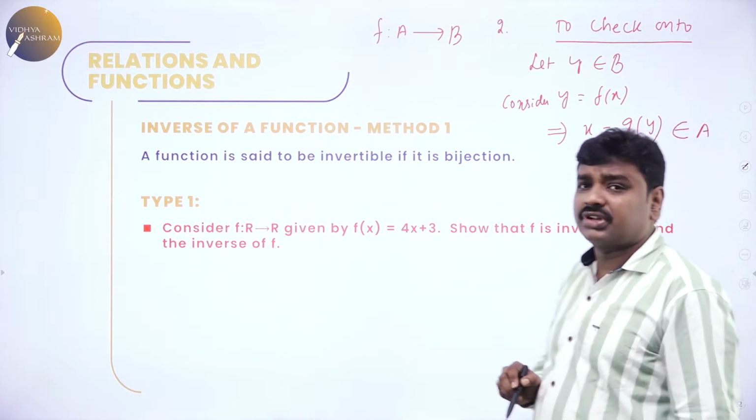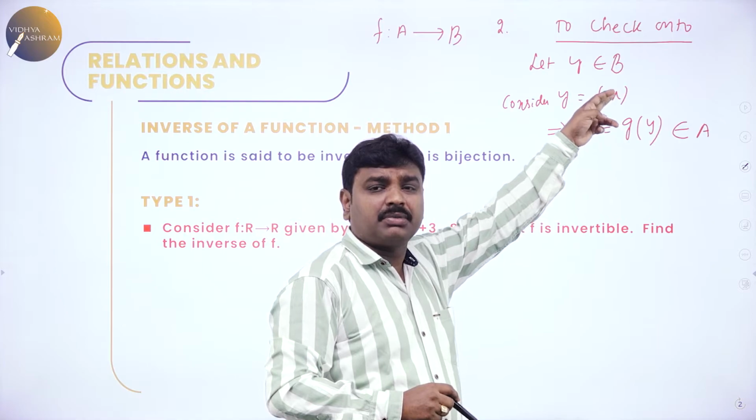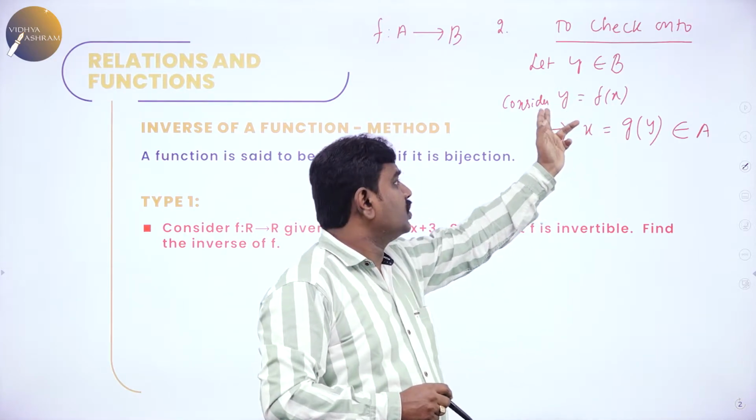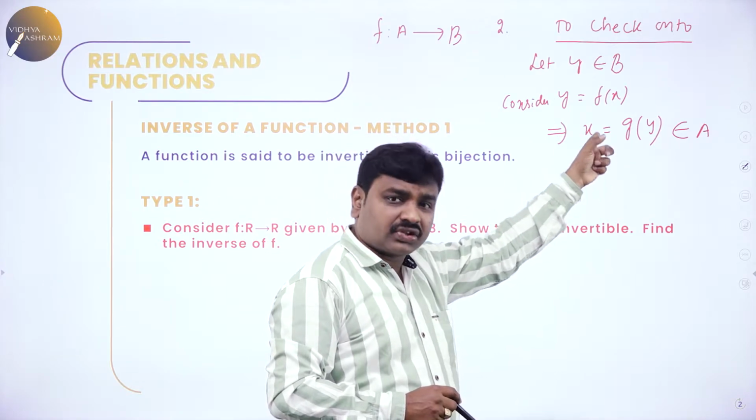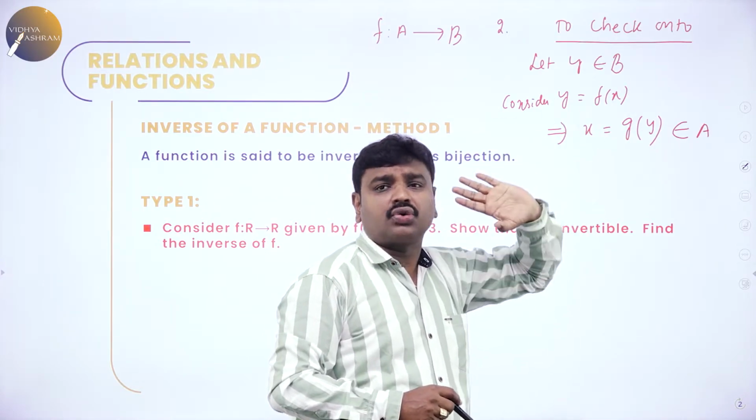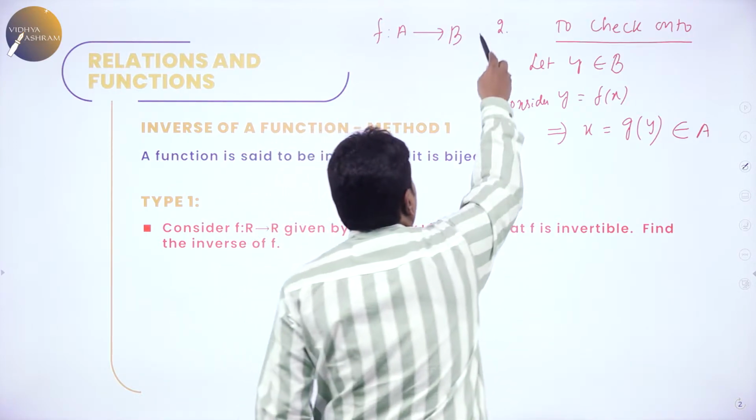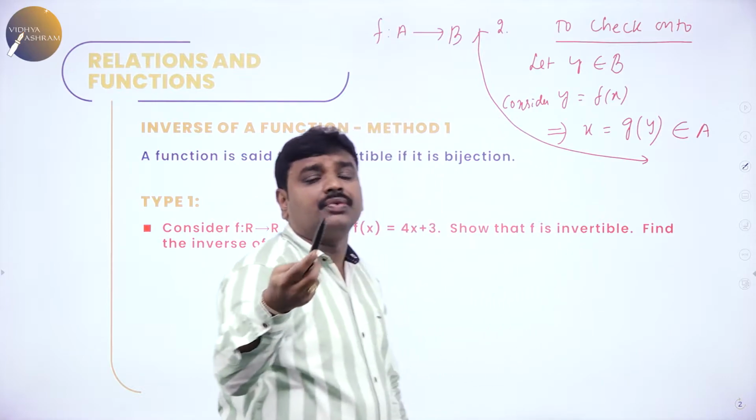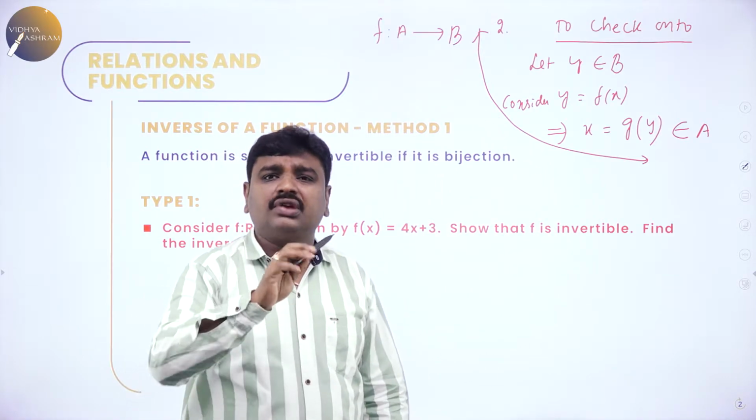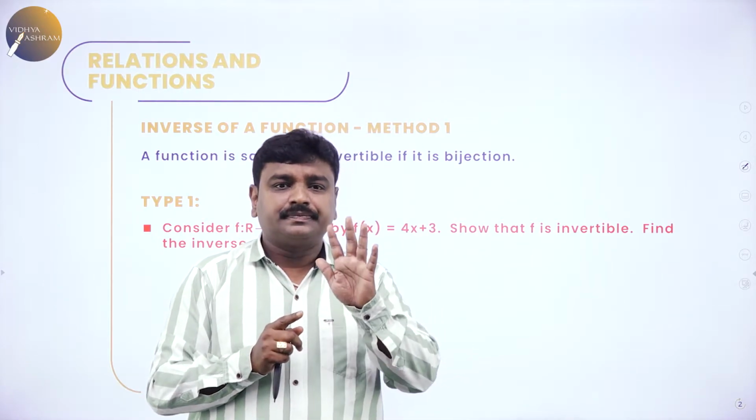What are the steps? First you take y belongs to B. B means the codomain. Assume y is equal to f of x and get the value of x. X will be a function of y, and that should belong to the domain. This is the step to check onto. So now I hope all of you understood how to check onto. And the third step is finding the inverse.